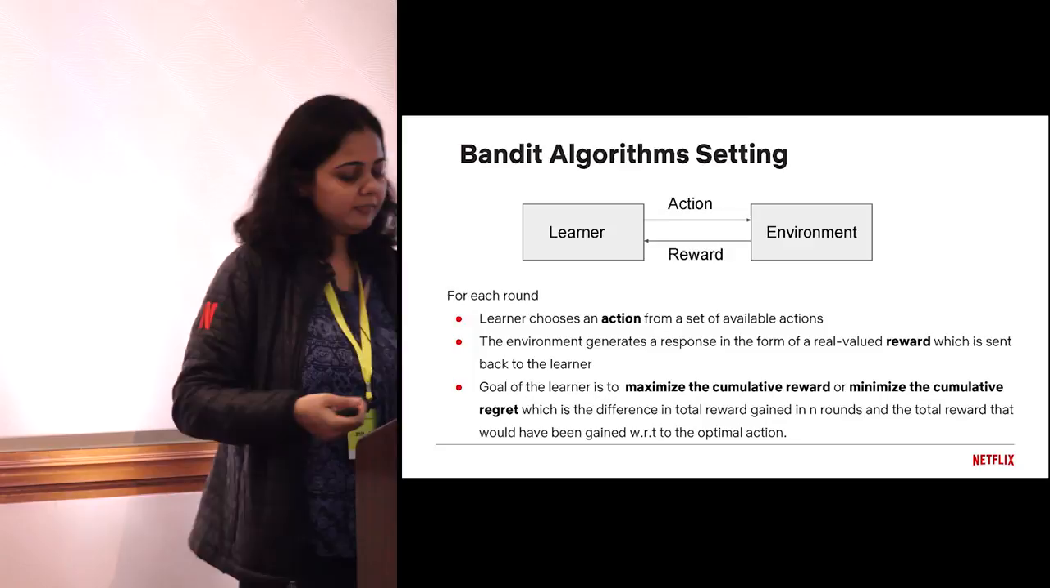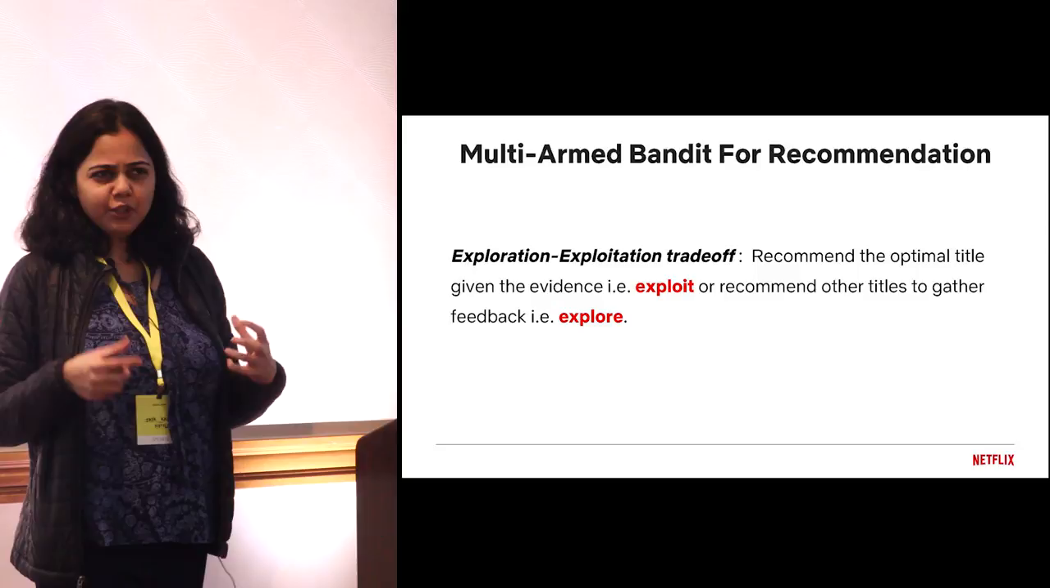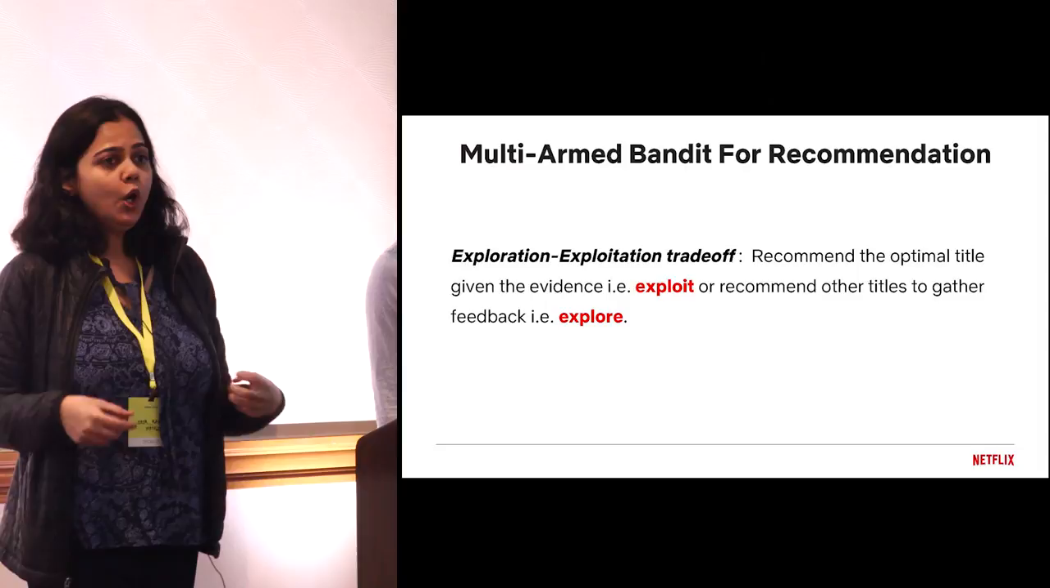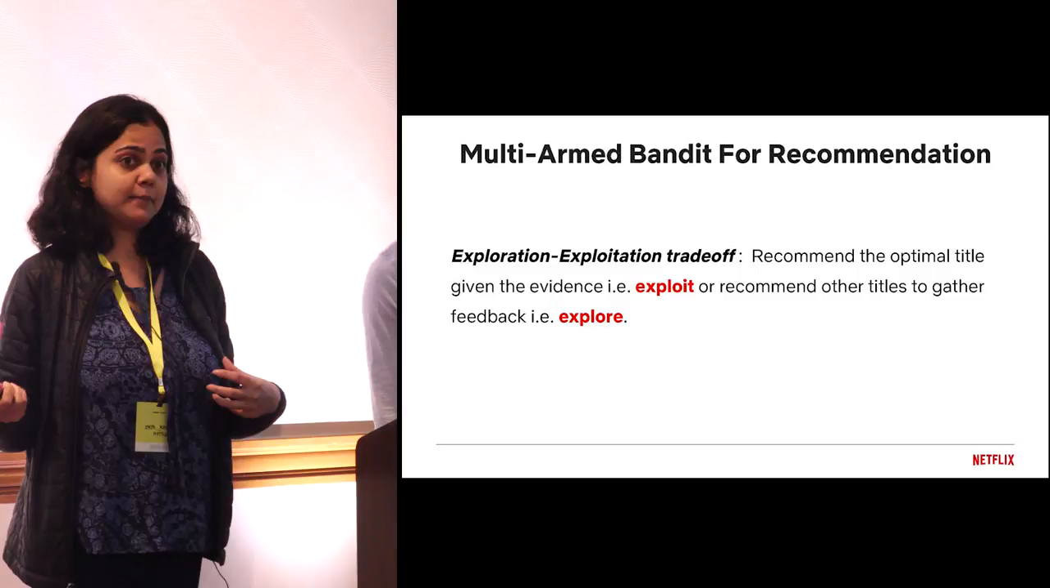So, at the heart of all these Bandit algorithms is the exploration versus the exploitation trade-off. The trade-off is as follows: whether you should recommend the optimal title given the evidence so far, that is exploit, or whether you should recommend other lesser-known titles to gather feedback, that is explore.